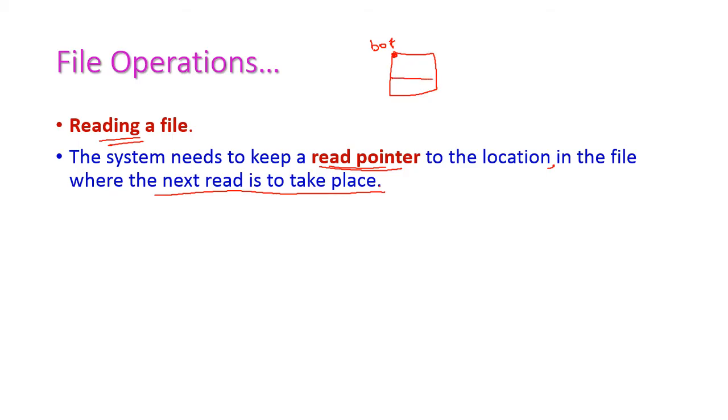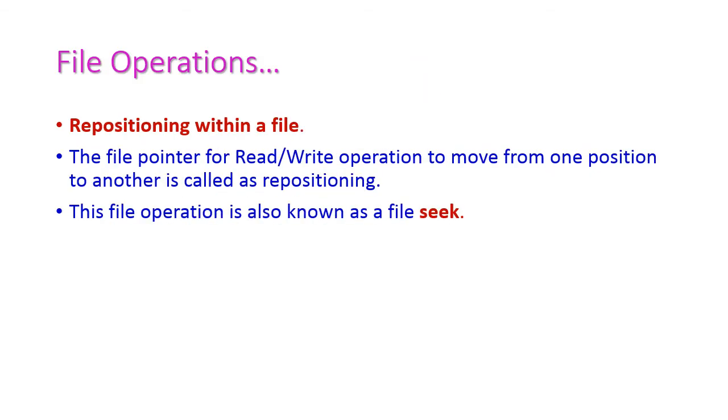Sometimes we can read the content in between also. In that situation, the read pointer should be repositioned to the required location. Then the content will be read out. The next operation is repositioning within a file. That means the file pointer for a read operation or a write operation is moved from one position to another position, which is called repositioning.